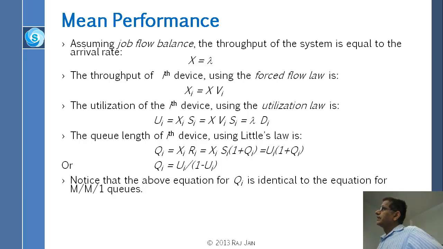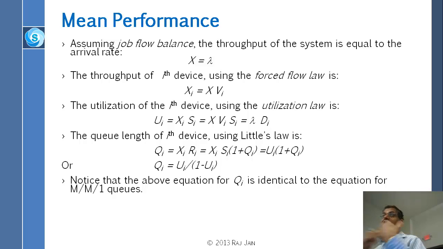So basically, given all this, after some manipulation, you get Qi equal to Ui times 1 plus Qi. Now you can solve for Qi from these two sides, and you will get Qi equal to Ui upon 1 minus Ui. This is like rho upon 1 minus rho. We have seen this before. Where have we seen this before? The expected queue length equal to rho upon 1 minus rho. Have you seen it before? Where? M/M/1 queue. Good.